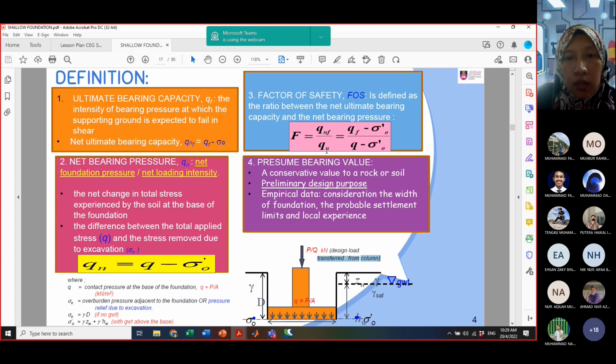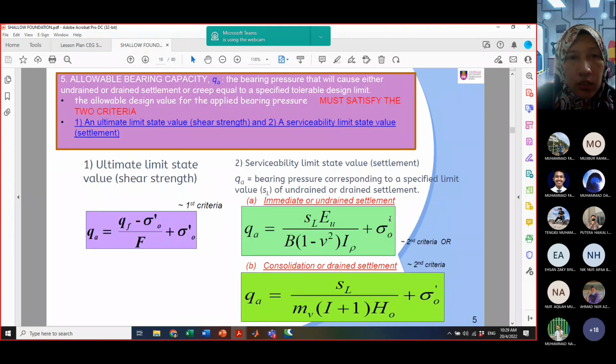And the next one is the presumed bearing value. It's a conservative value for a rock or soil for preliminary design purposes. It is empirical data, considering the width of the foundations, the proper settlement limits and local experience. So these are four important definitions. And don't forget the last one, which is the allowable bearing capacity. So what is the allowable bearing capacity, QA?